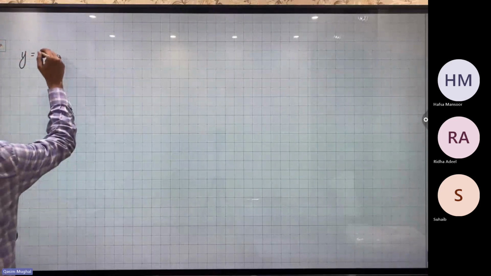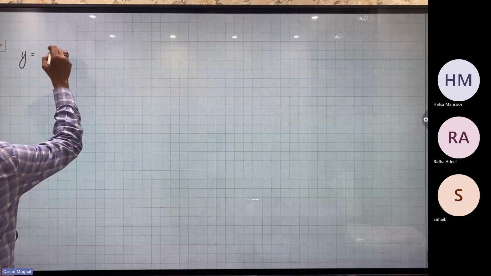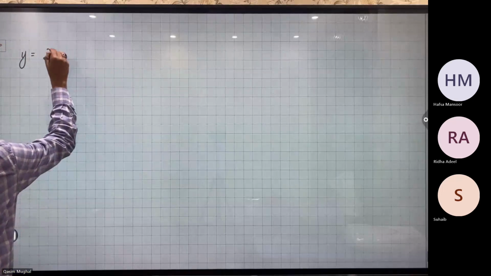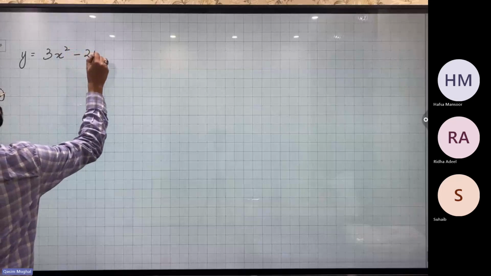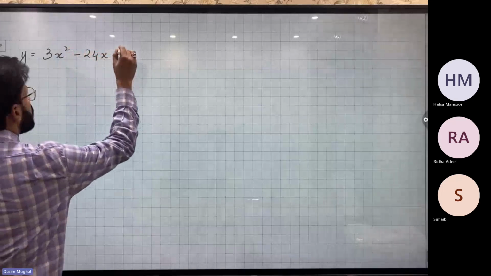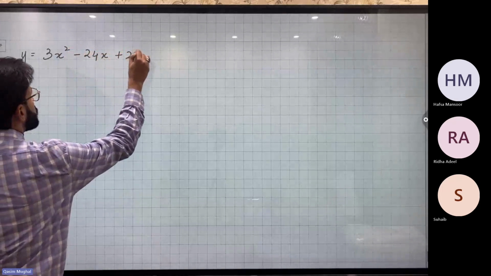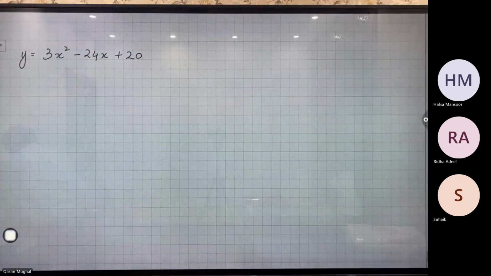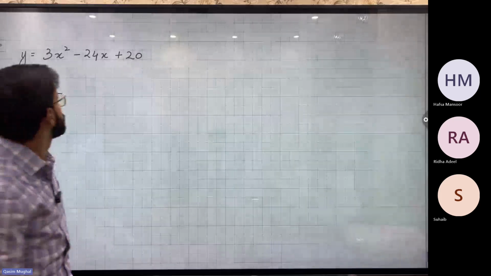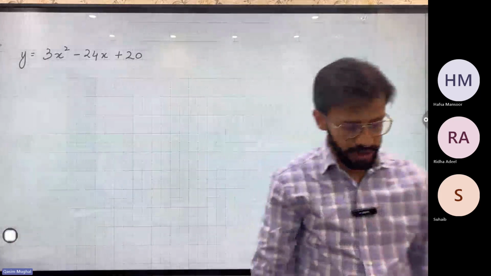Y equals 3x squared minus 24x plus 20. Y is equals to 3x squared minus 24x plus 20.